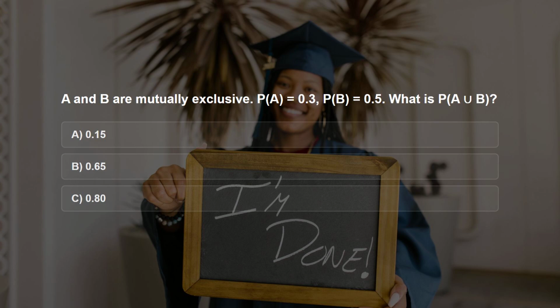If you chose 0.8, you are correct. Because A and B are mutually exclusive, P of A and B equals 0. The addition rule simplifies to P of A plus P of B, which is 0.3 plus 0.5 equals 0.8.